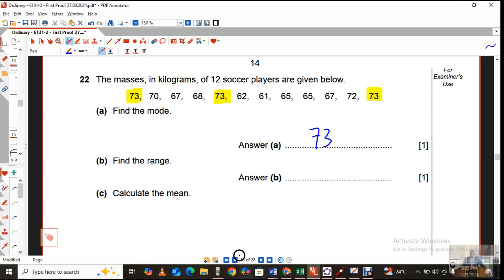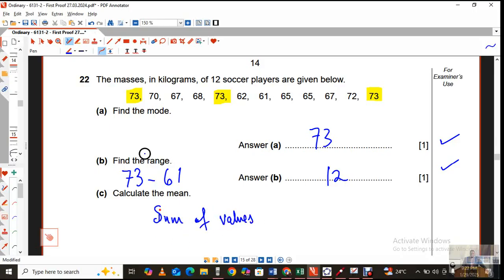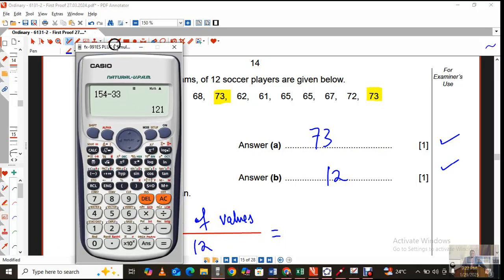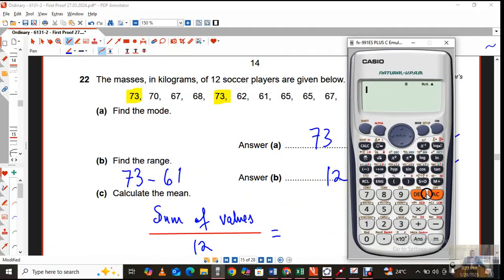Okay. Range, big value, 73, minus smallest value. If you look at the smallest value, you see the smallest is 61. 61 is the smallest. Answer is 12. That's range. We're done. Mean, you must add all of them. So it's the sum of the values, and you divide the sum of the values by the number of people. It's 12. Now, you can grab your calculator and start adding.